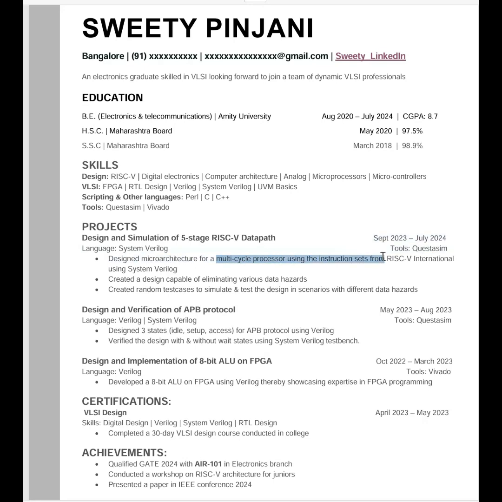And they have used instruction sets from RISC-V International. This is something which everyone can access, RISC-V International document. And they have done this project using SystemVerilog. They have created a design which is capable of eliminating various data hazards.